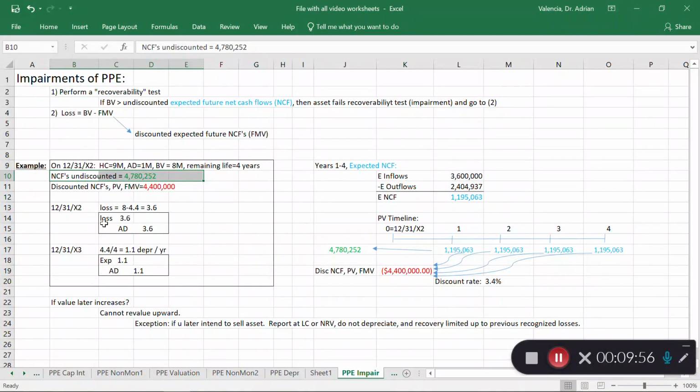So what I would have to do on 12/31 in this particular case is record that loss of 3.6 million. In other words, the difference between 8 million and 4.4. And I would recognize the loss for 3.6 million and then add that to accumulated depreciation.